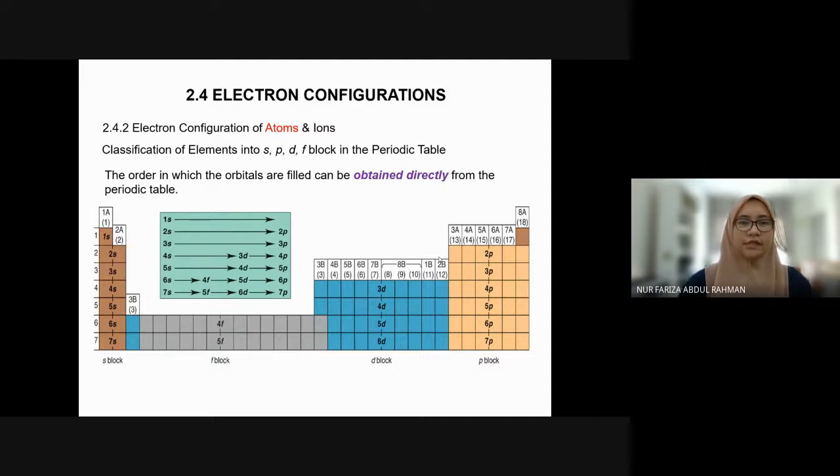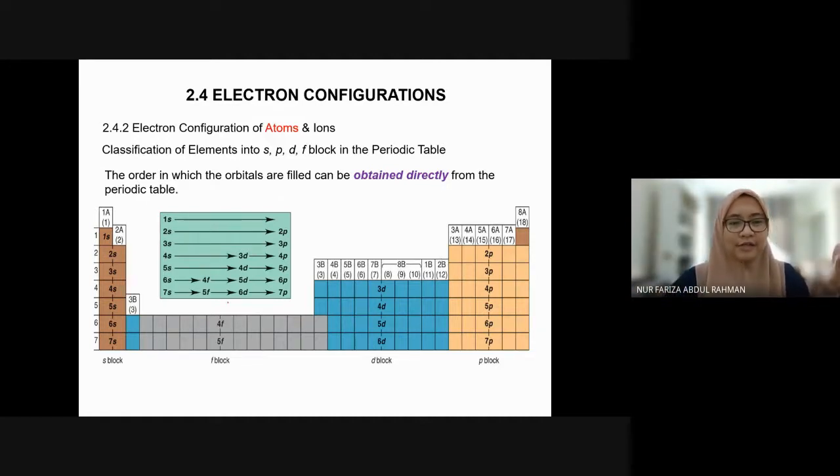Okay, so classification of elements into s, p, d, f block in the periodic table. So this is what I mentioned to you just now in the earlier slide, yang masa aluminium tu. Sepatutnya saya kena cerita kat sini, tapi saya cerita dah awal. So as you can see, you dah ada that idea. So bila kita go through this slide, you lebih faham.